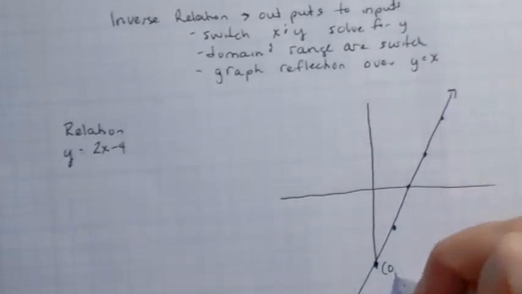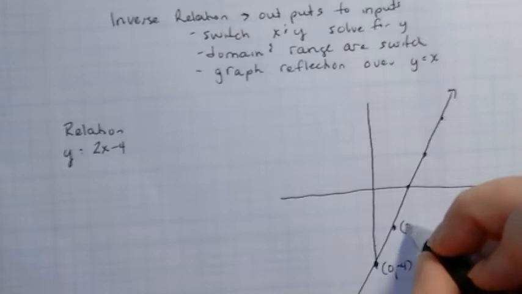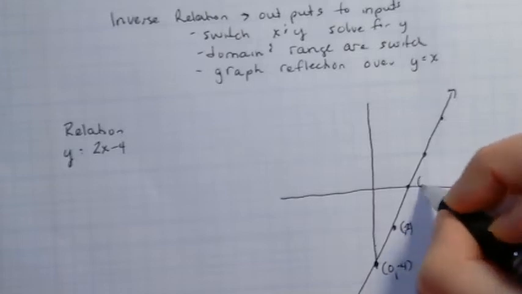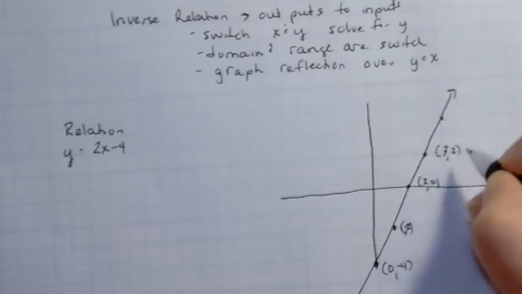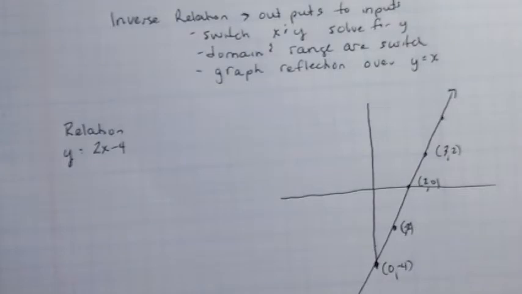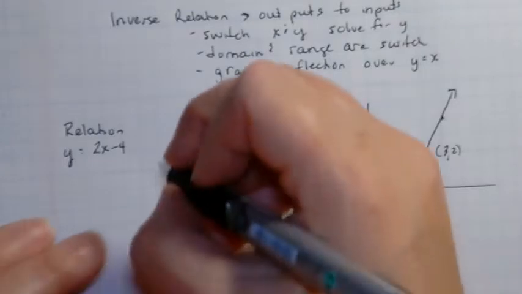I have the point 0, negative 4. I have the point 1, negative 2. I have the point 2, 0. I have the point 3, 2. And so on. All right, let's find the inverse.